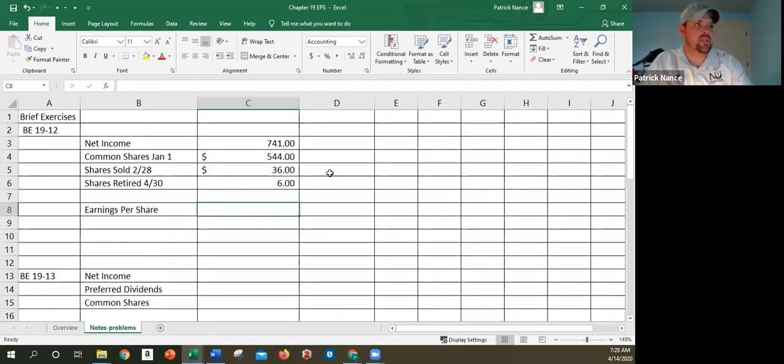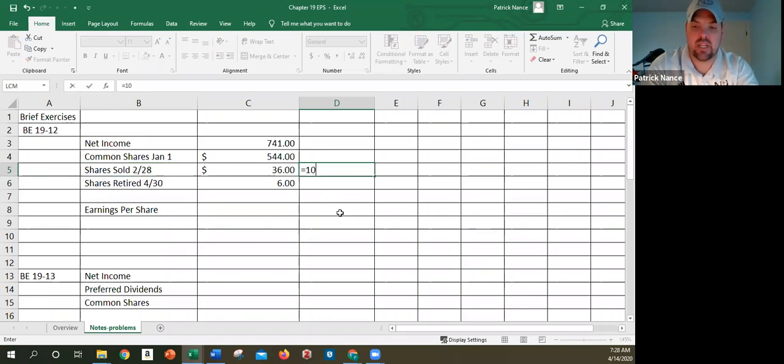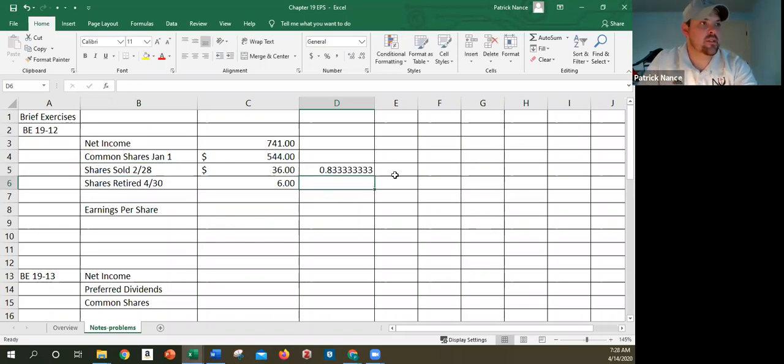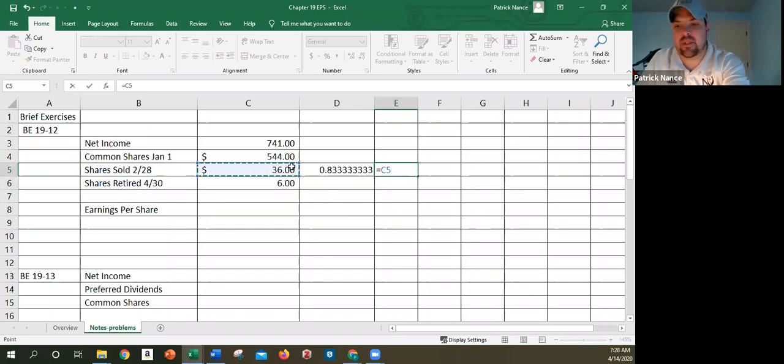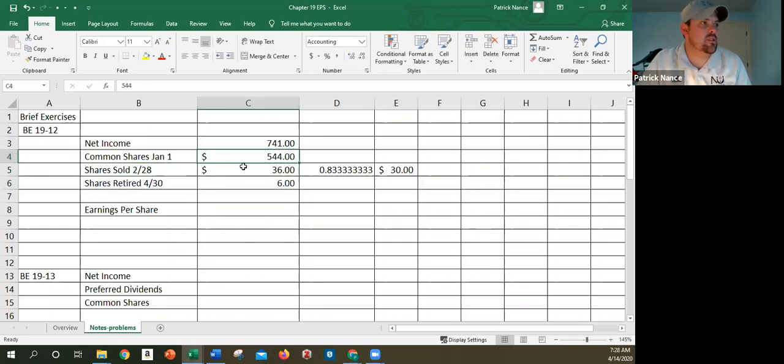So the first thing I'm going to do is make my adjustment here. This is shares sold on 2/28. So I want to know what percentage of the year they were outstanding. Well, 2 months they weren't, and 10 months they were. So this is my 10/12. After my adjustment, and I'm doing it outside of the formula, effectively the weighted average of this 36 million shares that I sold is really 30 million, because it was only outstanding for 10/12 of the year.